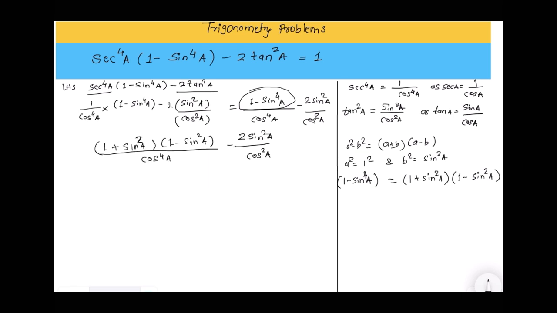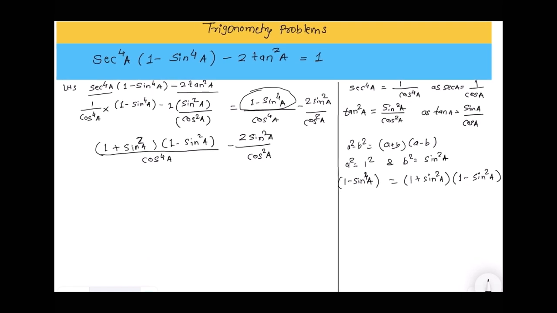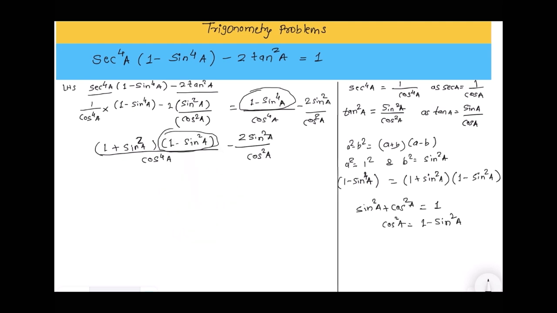We get 1 plus sin square A into bracket 1 minus sine square A upon cos raised to 4A minus 2 sine square A upon cos square A. Now focus on this term 1 minus sine square A. We have already seen sine square A plus cos square A is equal to 1. So cos square A is equal to 1 minus sine square A. Let's replace this value now.